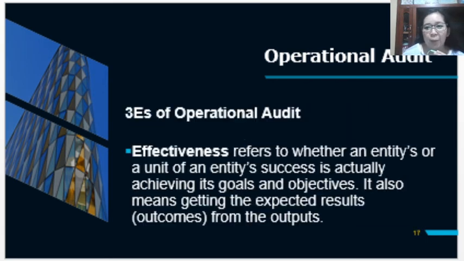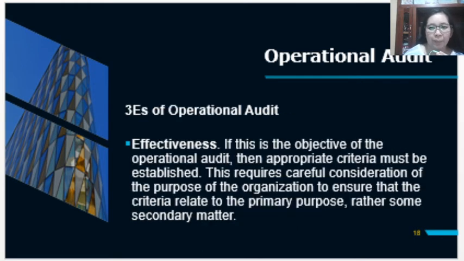So under the operational audit, we have the 3 E's. The first E is effectiveness. We mentioned this a while ago in the definition of operational audit. Effectiveness refers to whether an entity or a unit of an entity is actually achieving its goals and objectives. It also means getting expected results from the output. Meaning whatever they have established, they achieved it. So that's what being effective is.